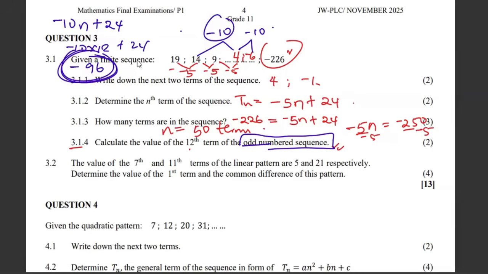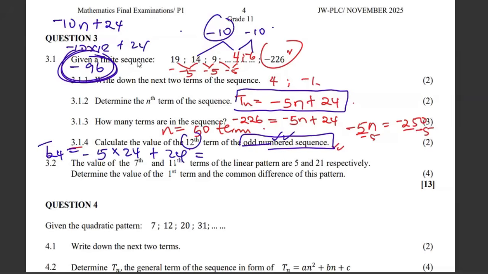Alternatively, if you use the general term that we found, we know that the 12th term of the odd numbered sequence is going to be the 24th term. So if I find the 24th term of this pattern, negative 5 times 24 plus 24, it gives me negative 96. Why is it the 24th? Because this is in between, which means you have the odd and even. So the 12th term will be in position number 24.